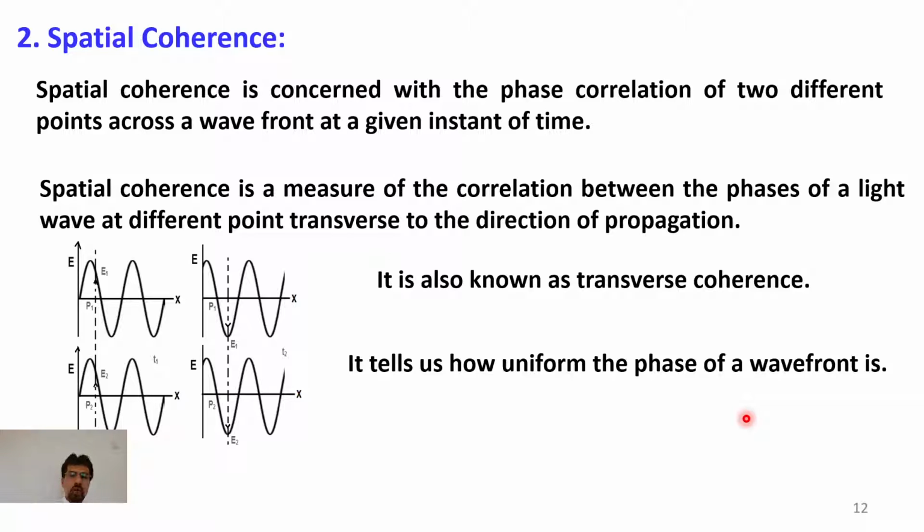The spatial coherence tells us how uniform the phase of the wavefront is. That means during the propagation, in a spatial coherence, how it will maintain the phase correlation between the 2 points.